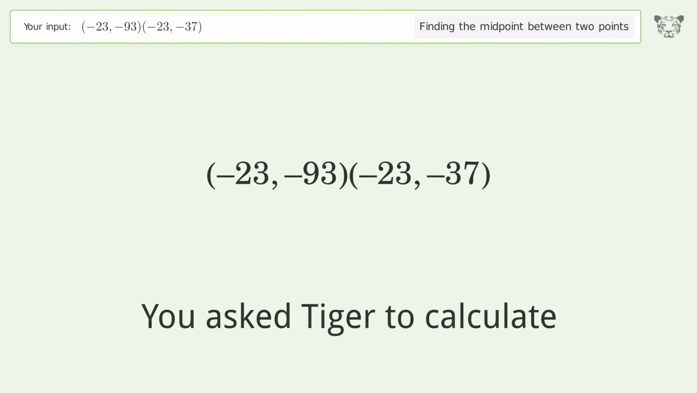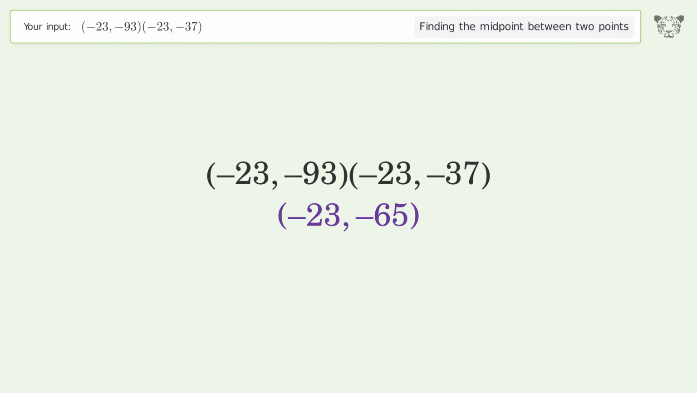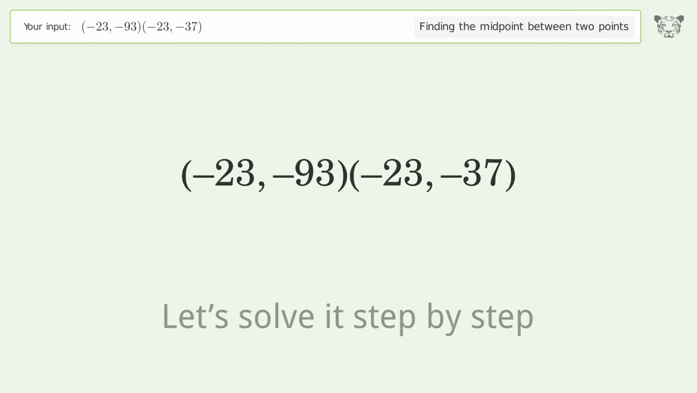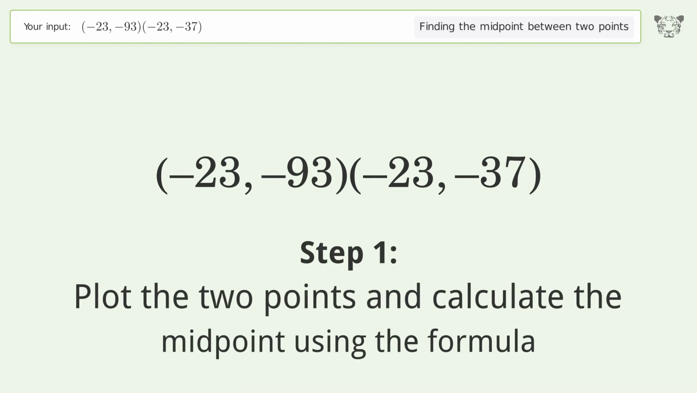You ask Tiger to calculate. This deals with finding the midpoint between 2 points. The midpoint between the 2 points is -23, -65. Let's solve it step by step. Plot the 2 points and calculate the midpoint using the formula.